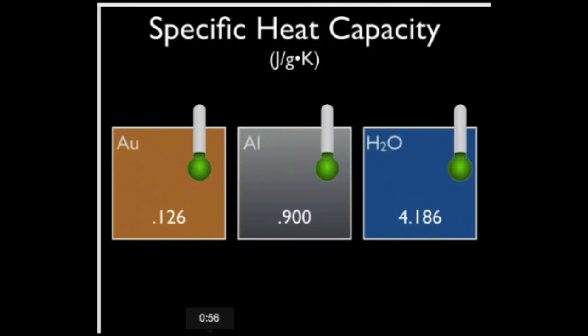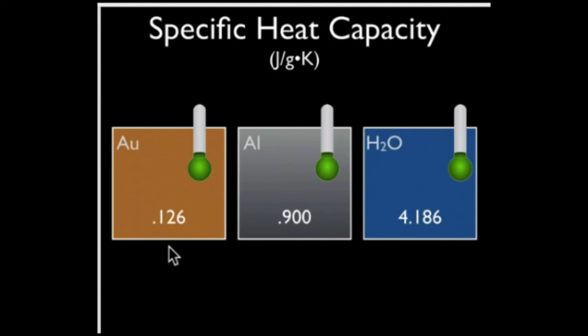So then there's this idea that we're going to start to introduce called specific heat and specific heat capacity. The specific heat capacity depends on the item that you are looking at and talking about. So Au is gold, Al is aluminum, H2O is water. And each one of these has a different ability to transfer heat.